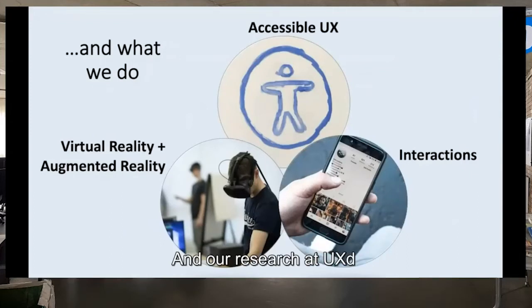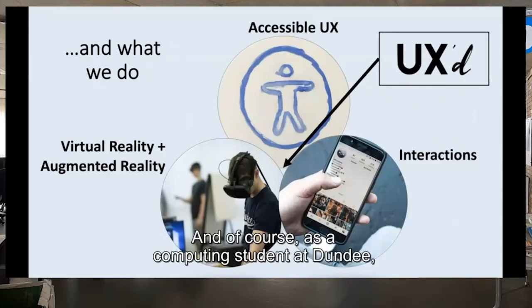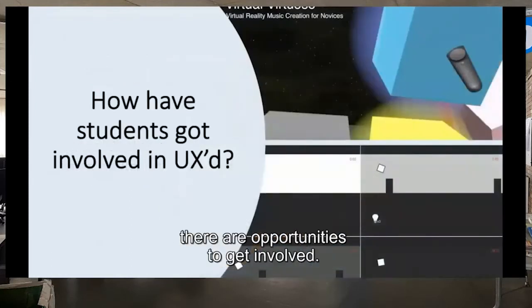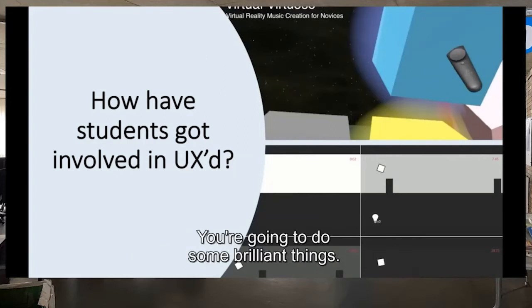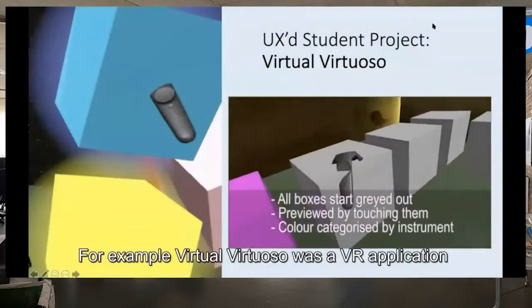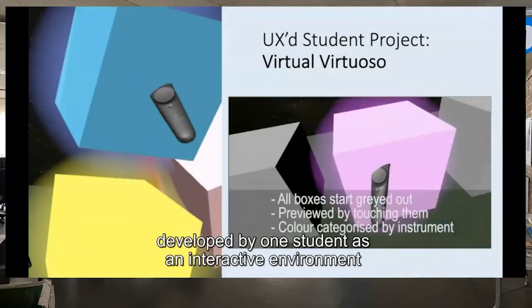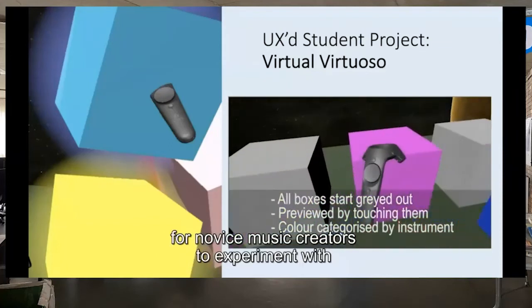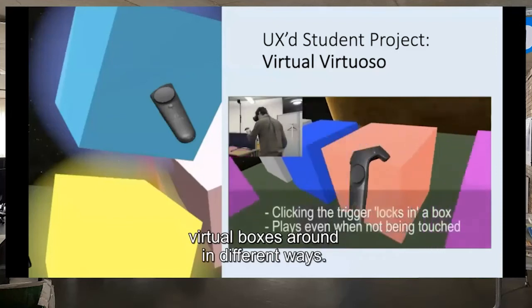And our research at UXD combines all 3 of these in different ways. And of course, as a computing student at Dundee, there are opportunities to get involved, and every year we have a range of projects we offer to students who go on to do some brilliant things. For example, Virtual Virtuoso was a VR application developed by one student as an interactive environment for novice music creators to experiment with different sounds by moving virtual boxes around in different ways.